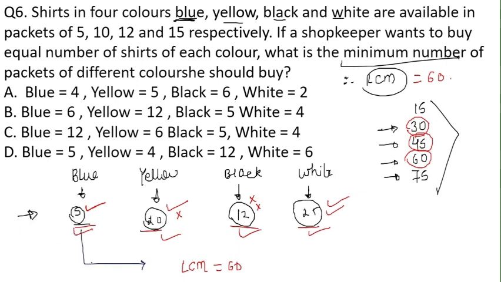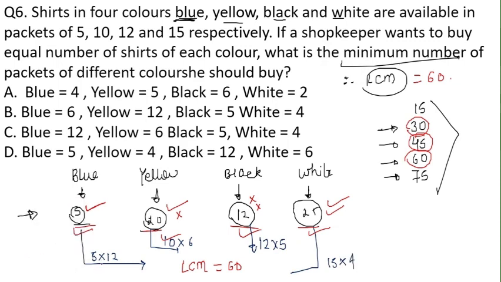So 5 into how much will be 60? 5 into 12 will be 60. 10 into 6 will give us 60. Similarly, 12 into 5 will give me 60 and 15 fours will give me 60.